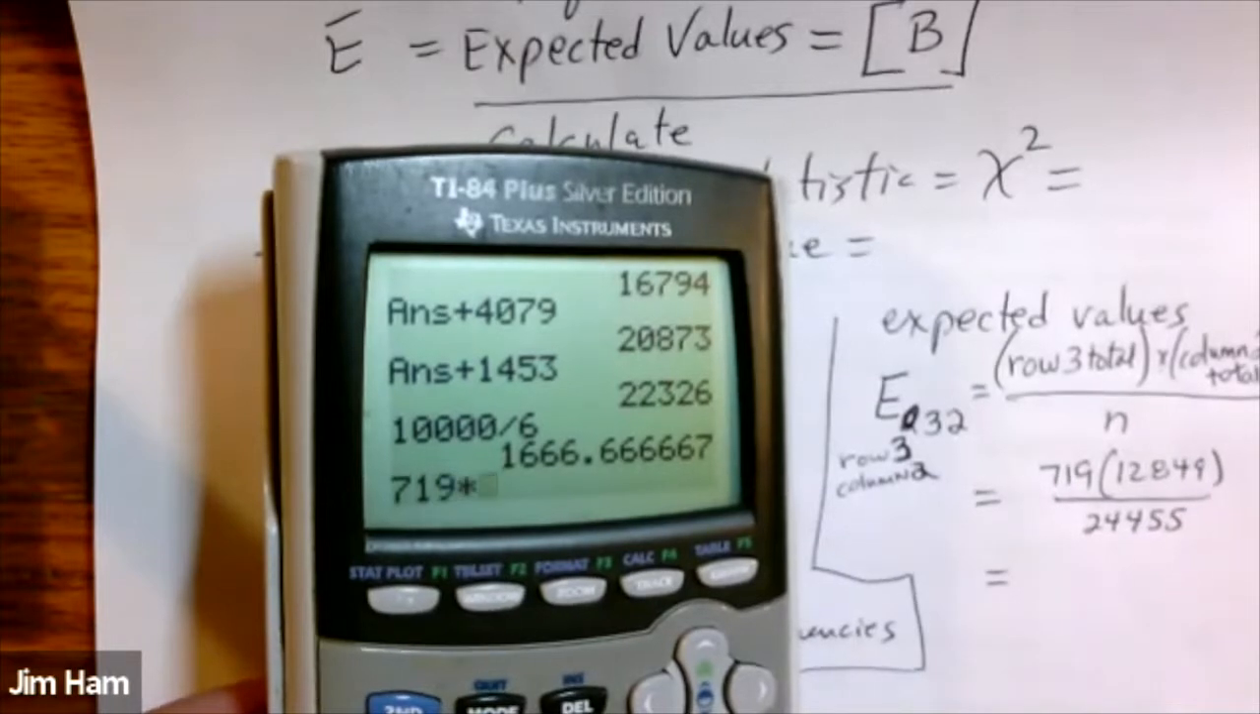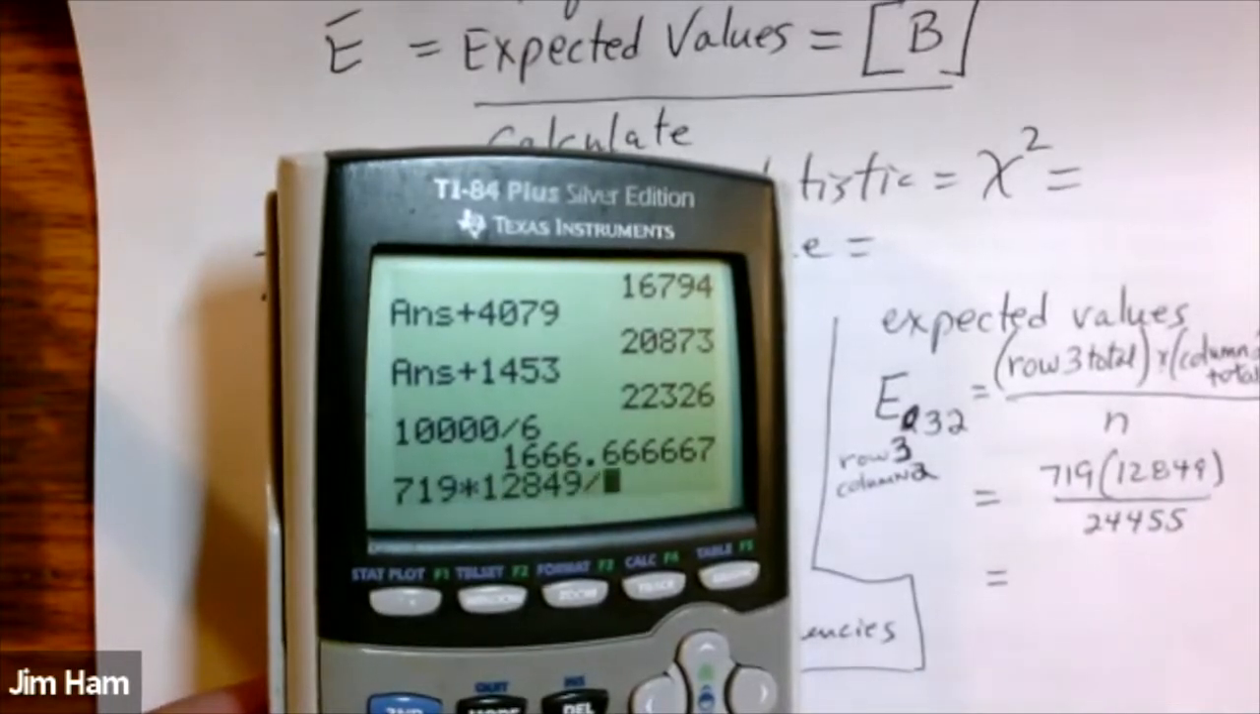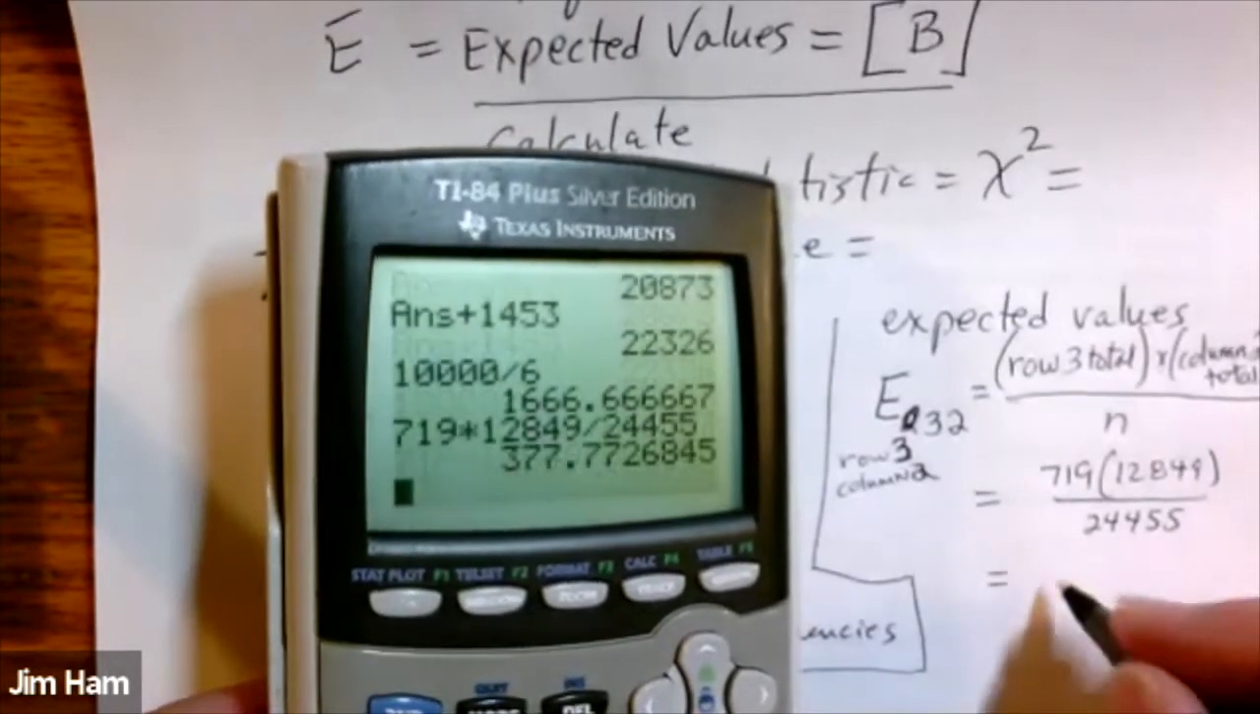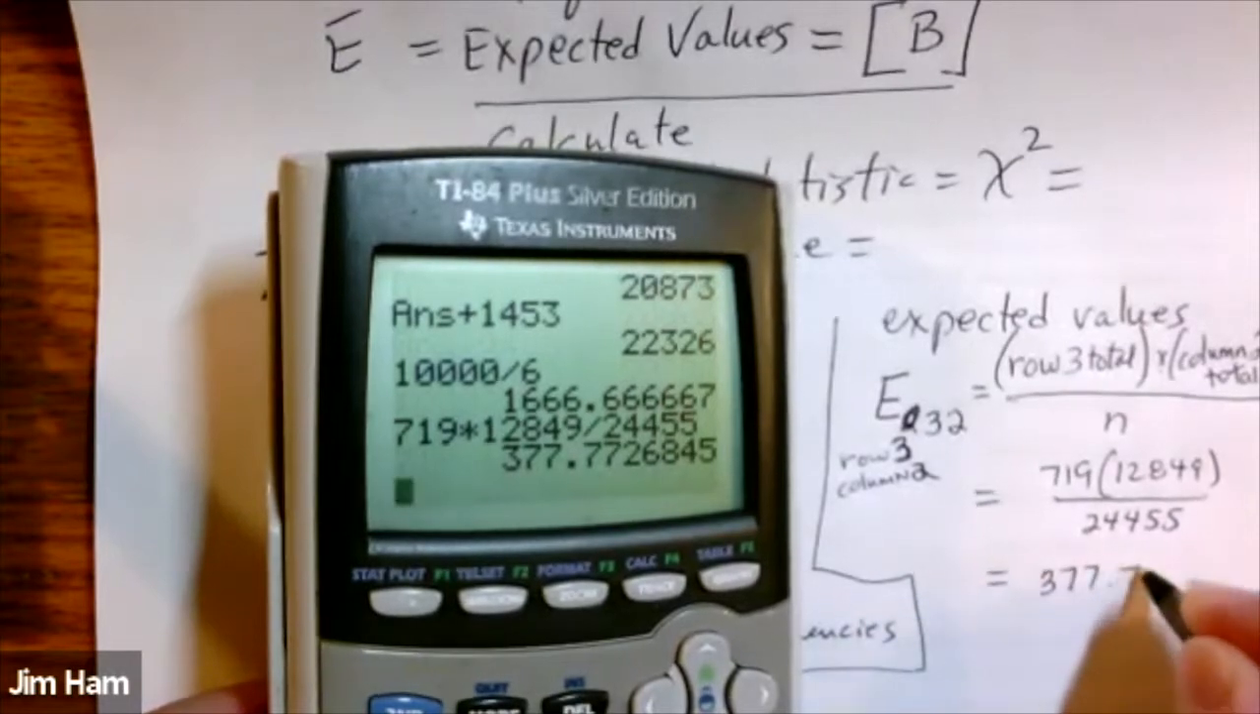All right, so I'm going to just go ahead and quickly calculate this one. 719 times 12,849 divided by 24,455. All right, so this is 377.77.